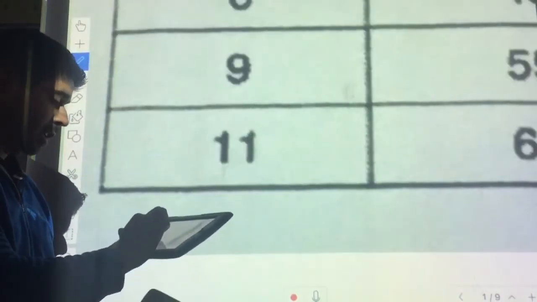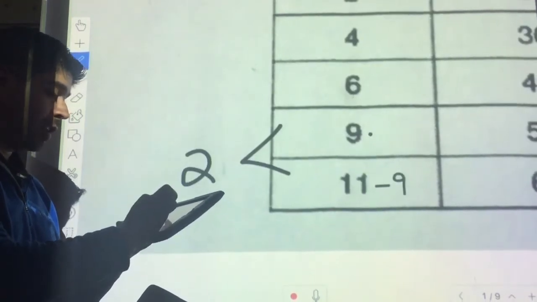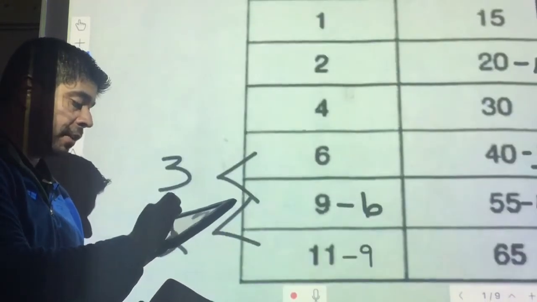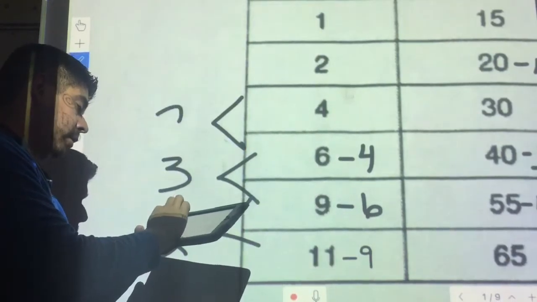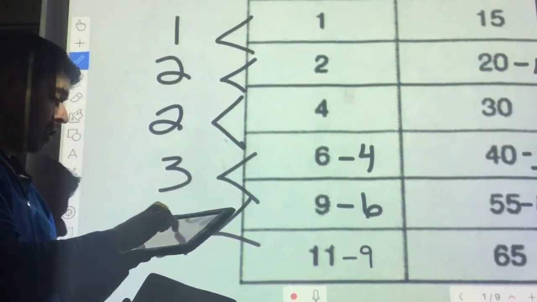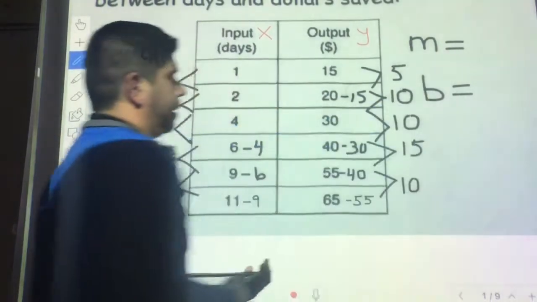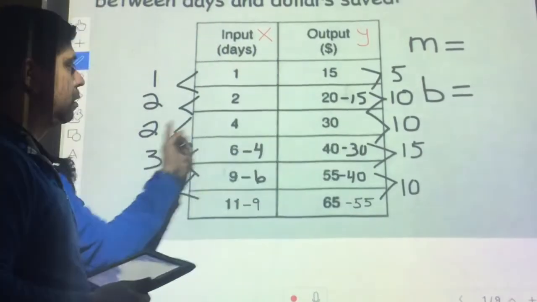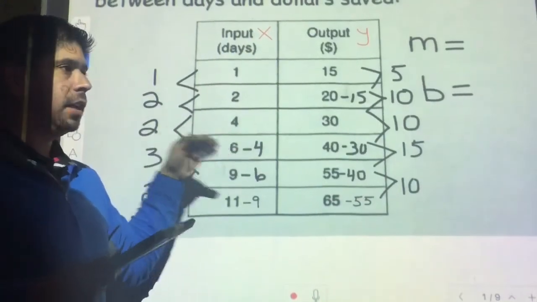So I go down to the bottom like again, 11 minus 9, that is a difference of 2. 9 minus 6, that is a difference of 3. 6 minus 4, all I'm doing is just working all the way from the bottom and working my way up. 2, 2, and then this right here is 1. So even though my numbers are different on here and on here, I still can see the pattern. So that I can associate with my slope.